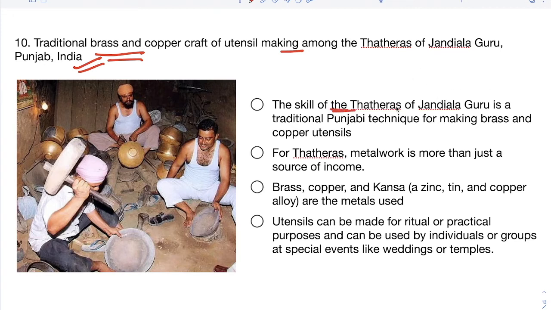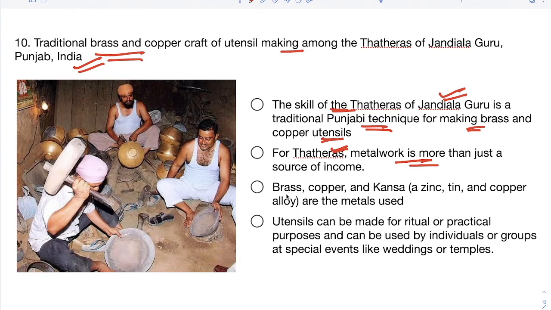The skill of the Thatheras of Jandiala Guru is a traditional Punjabi technique for making brass and copper utensils. He is the one who started this, and his skill was transferred from generation to generation. And for the Thathera community, metal work is more than just a source of income. Whatever money they are getting, whether it is less or more, that is not the main thing. Following the tradition is important for them.